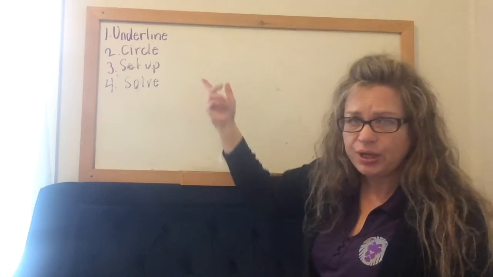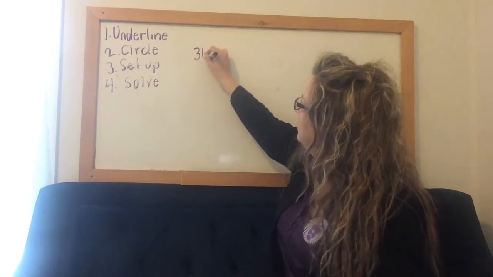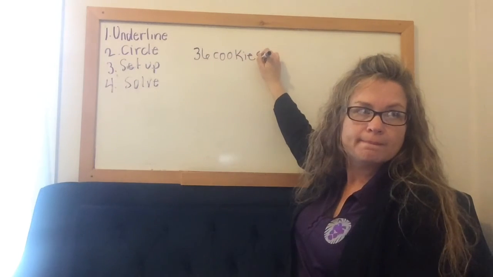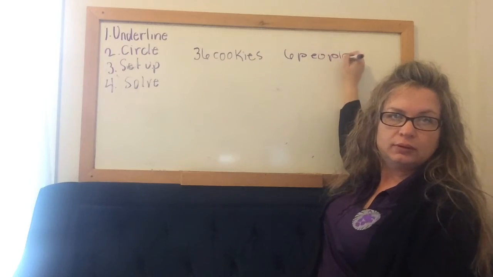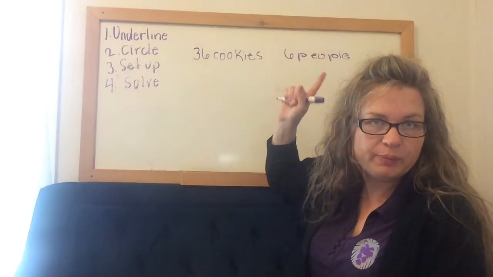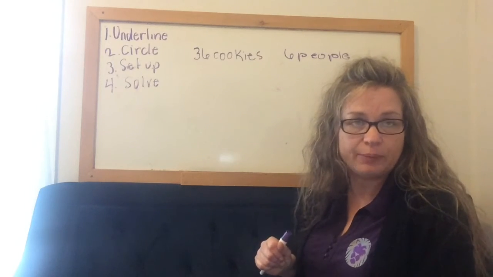Next thing I want to do, circle the important information. I see that I need to circle 36 cookies and 6 people. Okay? So, as long as I have these 2 important pieces of information circled, I know that it's going to be really easy for me to set up my problem.